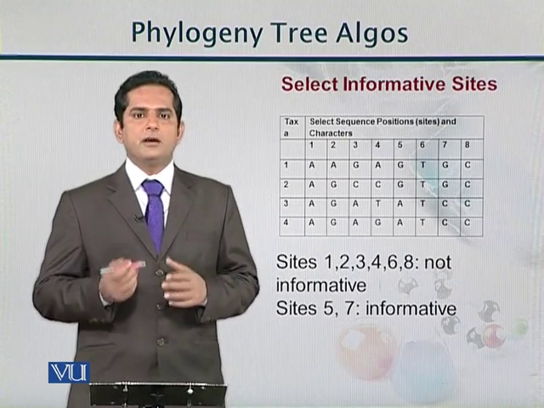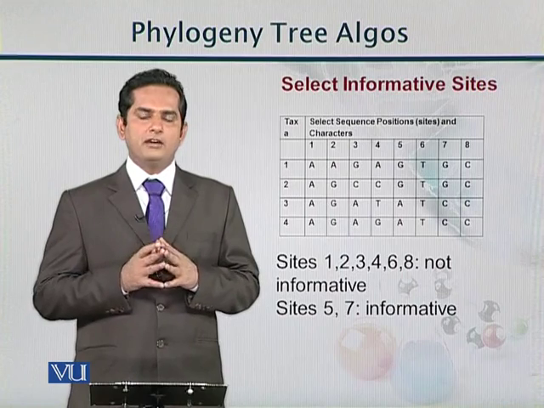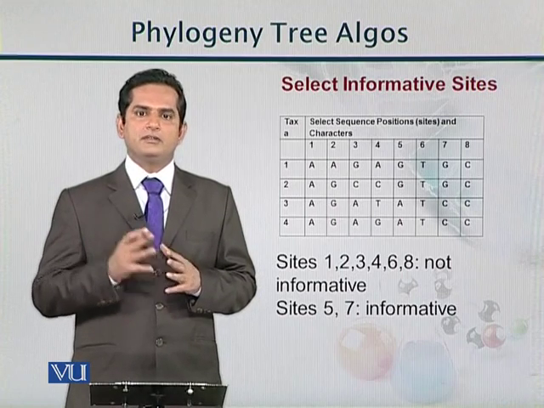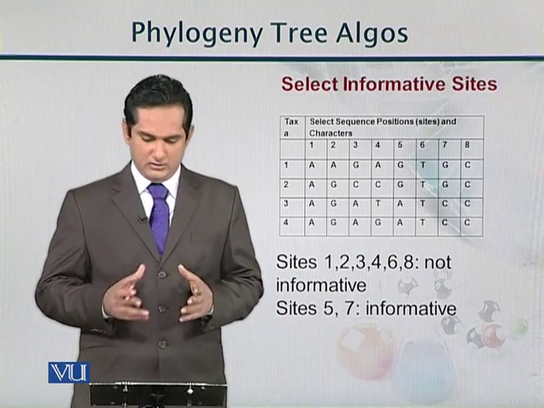So what are the different steps for calculating maximum parsimony? The initial step is to find the most informative sequences or most informative sites. So how is this information found? There is a generic rule.